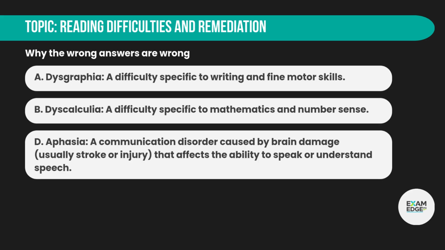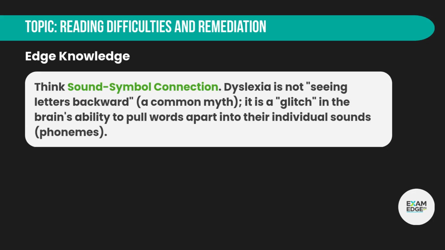Why the wrong answers are wrong? A. Dysgraphia, a difficulty specific to writing and fine motor skills. B. Dyscalculia, a difficulty specific to mathematics and number sense. D. Aphasia, a communication disorder caused by brain damage, usually stroke or injury, that affects the ability to speak or understand speech. Edge knowledge. Think sound-symbol connection. Dyslexia is not seeing letters backward, a common myth. It is a glitch in the brain's ability to pull words apart into their individual sounds, phonemes.